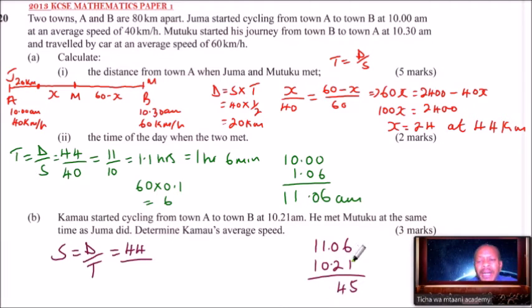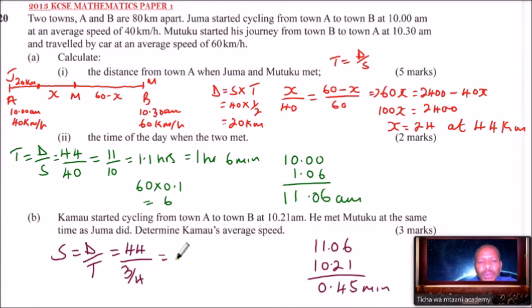Remember, when you are subtracting time and you borrow 1, you get 60 minutes. So you add here, so these are 66 minutes, and here it is 0. So this means 45 minutes. 45 minutes in terms of hours is the same as 3/4 of an hour.